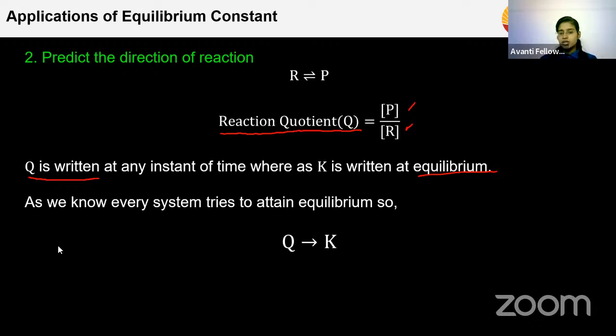As we know, every system tries to attain equilibrium. We know that all systems will attain the equilibrium state. So instead of writing Q, we can write K, but both of them are equal only at the equilibrium point, where Q becomes equal to K. So you can predict the direction of reaction using the Q value. I will tell you how to predict that. Let me show that to you in the next slide.